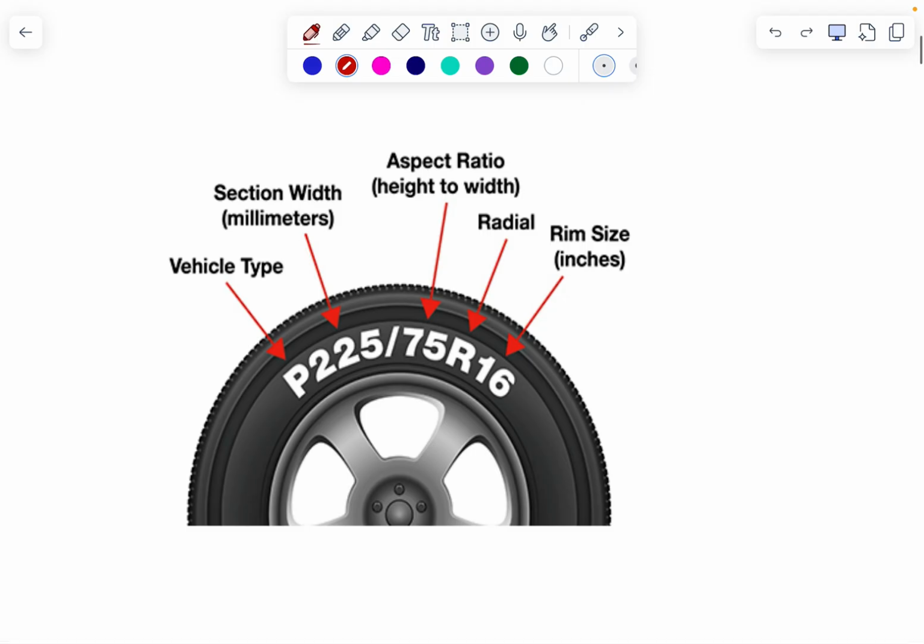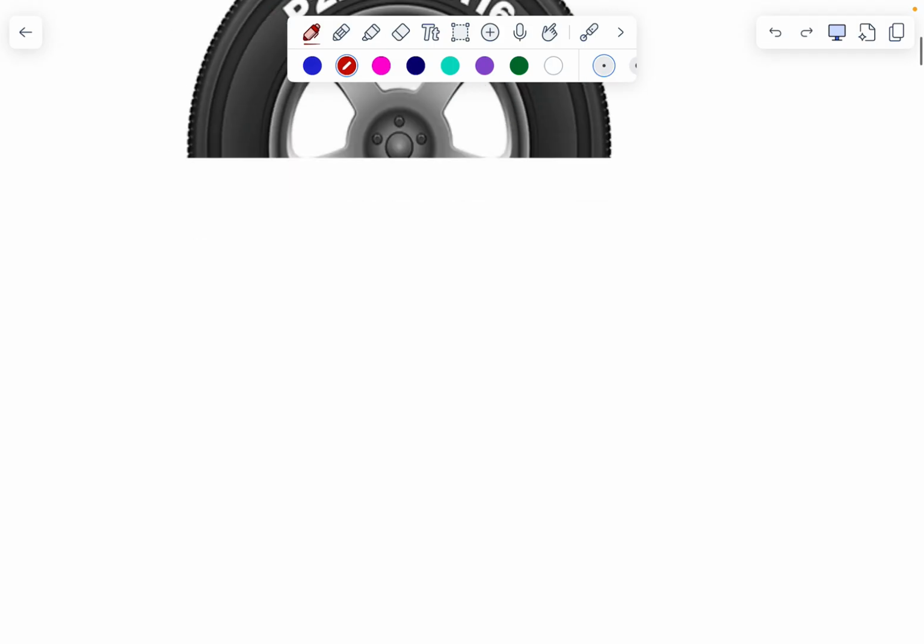So P is passenger. So if you go out and look at whatever car you get picked up in, unless you ride the bus, it should say P. Okay, section width is measured in millimeters. And that's one thing that's hard about America, is sometimes we mix units. A lot of engineering is done in the metric system, even though we live in America. Anyway, that's the width.